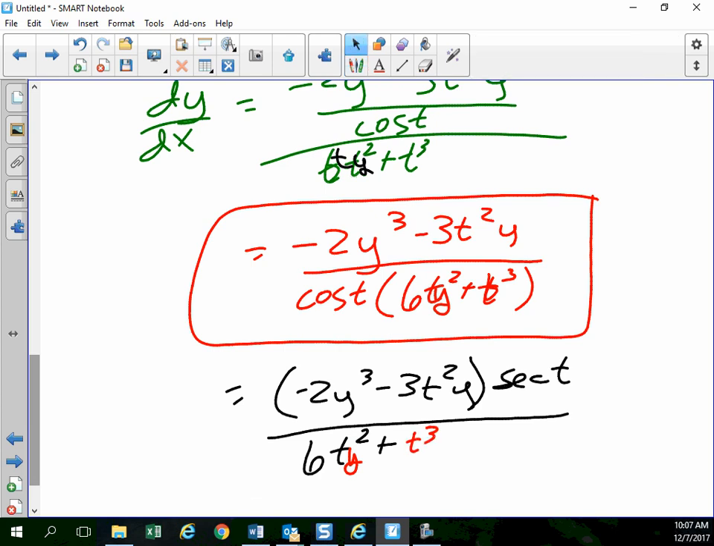Could I give also the black answer instead of the red answer? What's the difference? I gave the 1 over cosine antecedent. Do I care which way you give it now? Because 1 over cosine is secant, right? So instead of the cosine being on the bottom, I put it on top.